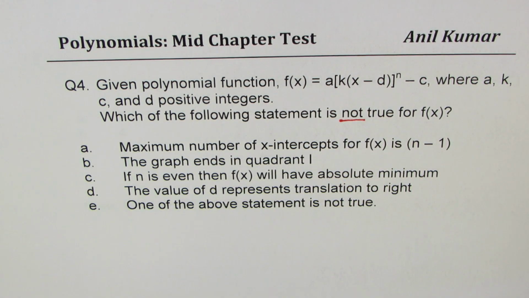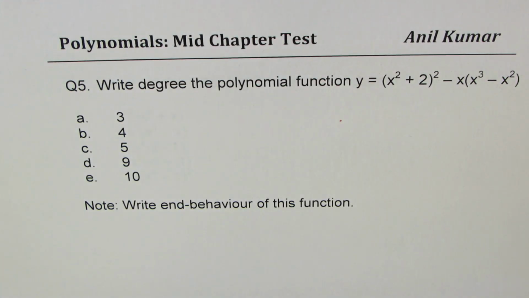Now, all these questions should not take more than few seconds to answer. So that's kind of a rapid fire session for you. Question number 5. Write degree of the polynomial function (x squared plus 2) whole square minus x times (x cubed minus x squared). As an additional exercise, you may write end behavior or may even sketch this function.